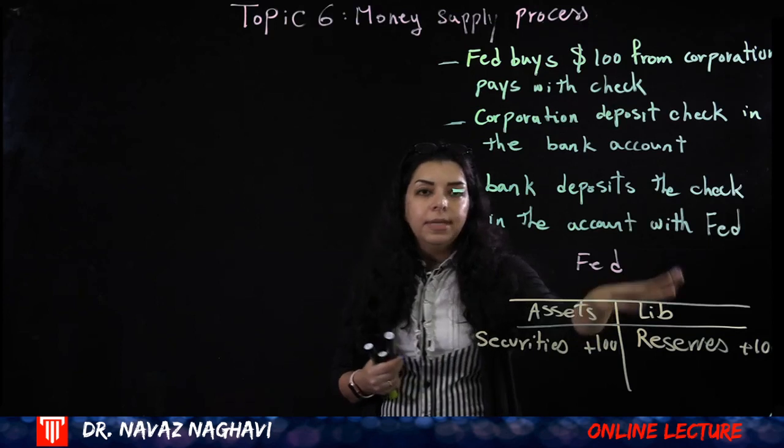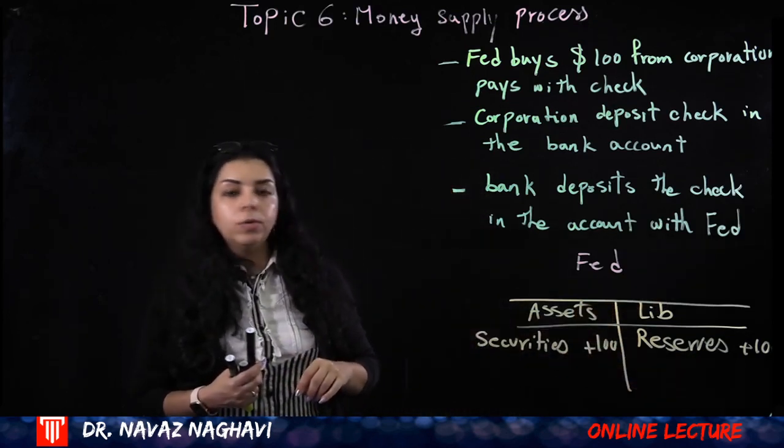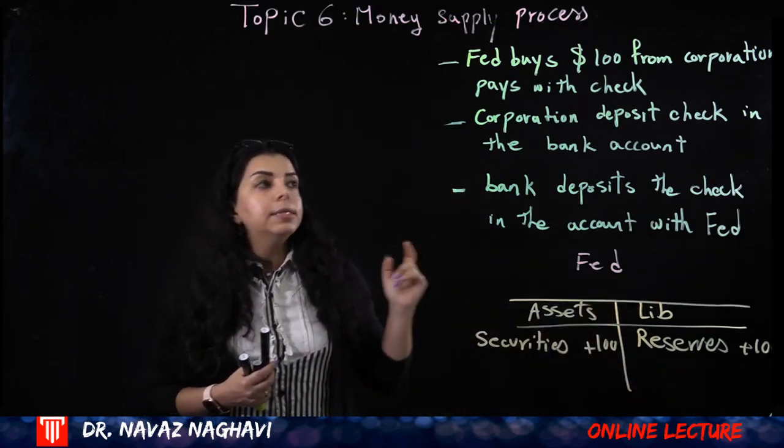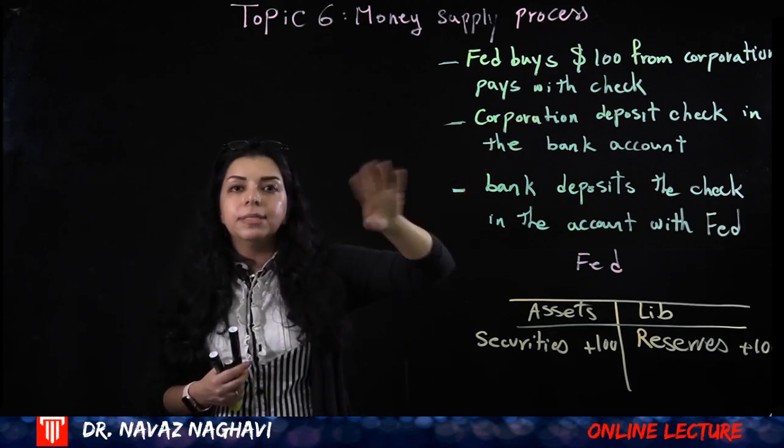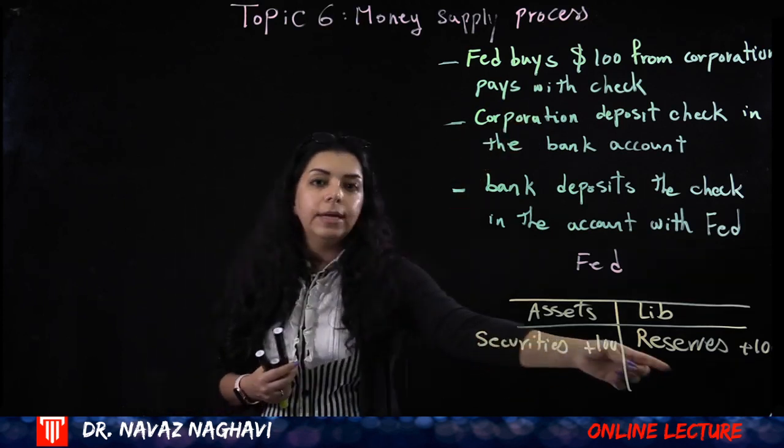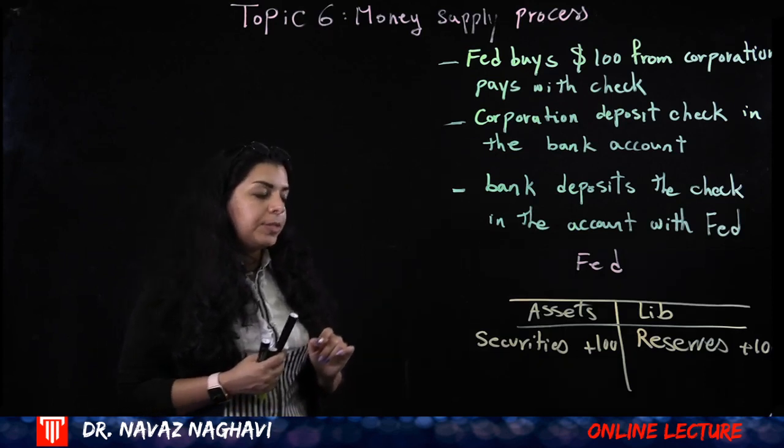So do remember that on the liability side, we have only currency and reserve. Since it is paying with a check, it means that no currency is involved. So that's why the amount of reserve is increasing by 100 units.